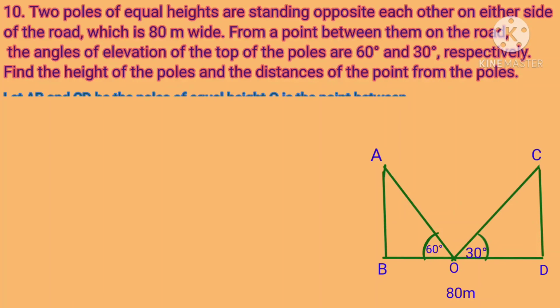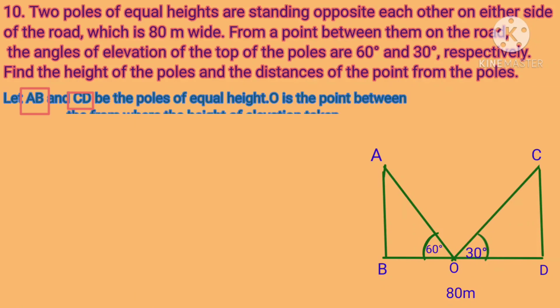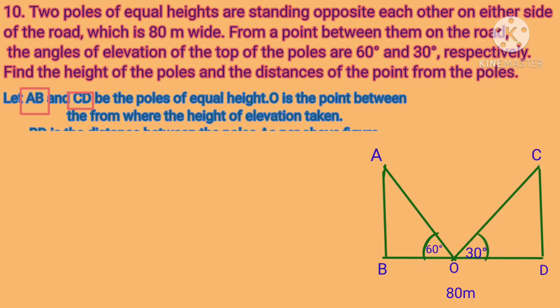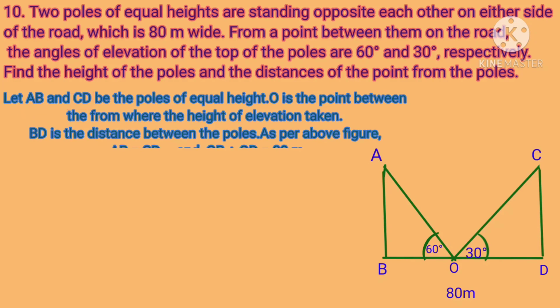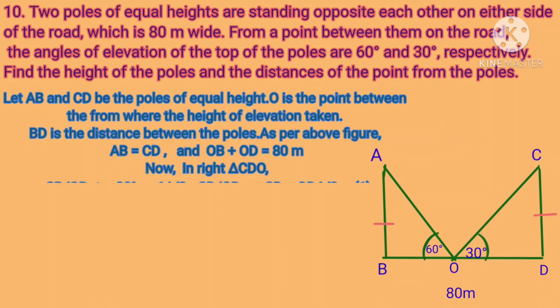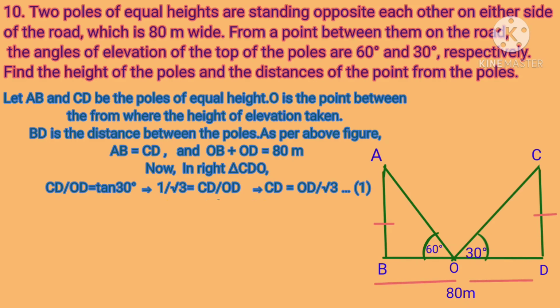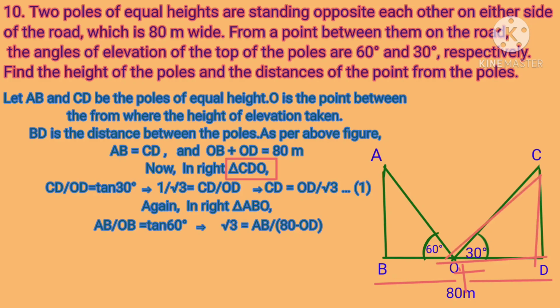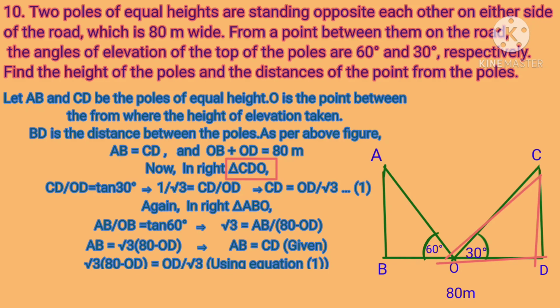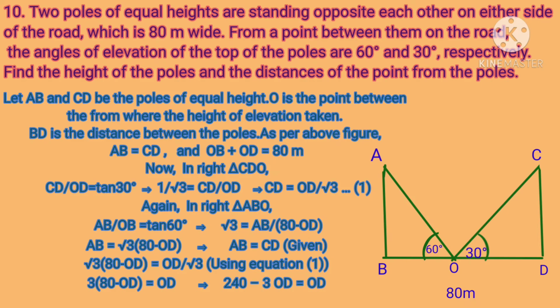Let AB and CD be two poles of equal height. O is the point from where the angle of elevation is taken. So BD is the distance between the poles as per our figure. So AB is equal to CD, and OB plus OD is equal to 80 meter. This is the width of the road. Now in triangle CDO, CD by OD is equal to tan 30. So put the values. 1 by root 3 tan 30 degree value, and CD by OD. So we will get CD is equal to OD by root 3. Take it as equation number 1.